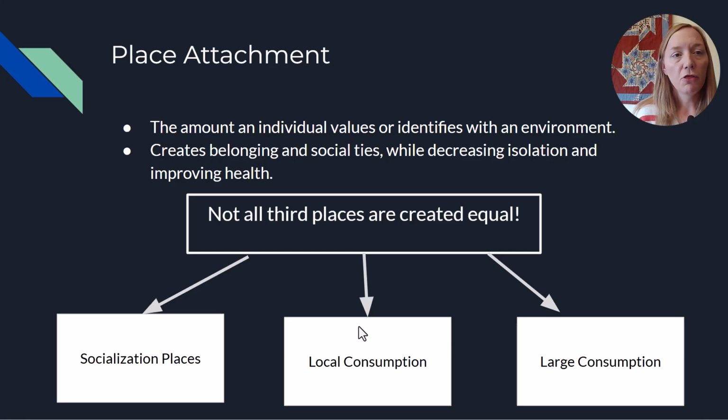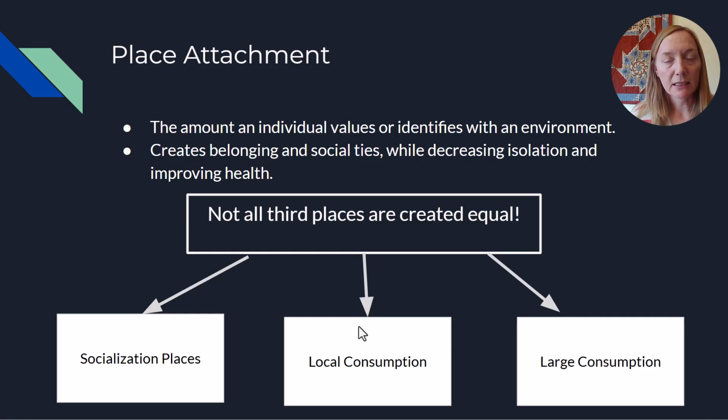But here's the thing, not all third places are created equal. So we have three different types of third places. We have socialization places, local consumption places, and large consumption places. A socialization place would be something like a park or a library, or perhaps you're part of a group, you have a recreational team you do for baseball or a bowling league, or perhaps boxing, or it could also be a gaming system online. All of those places have no fee attached to them and you have a common goal when you go and you attend them. So you're already brought together because you have a common interest, a common goal, and typically low to no cost.